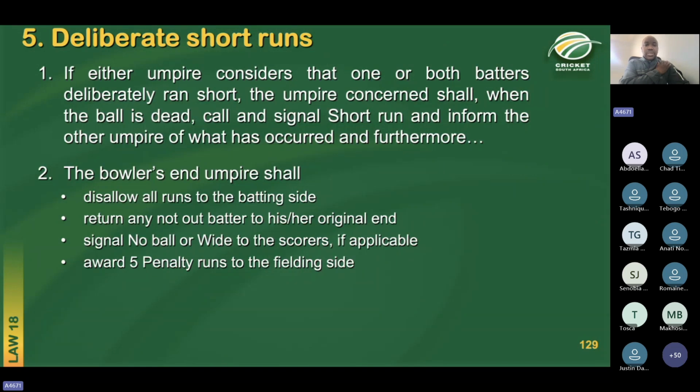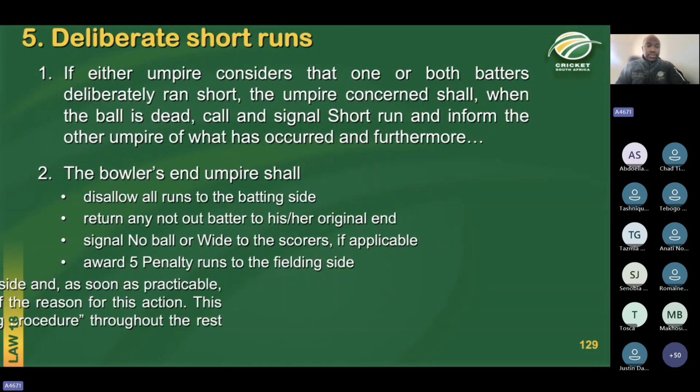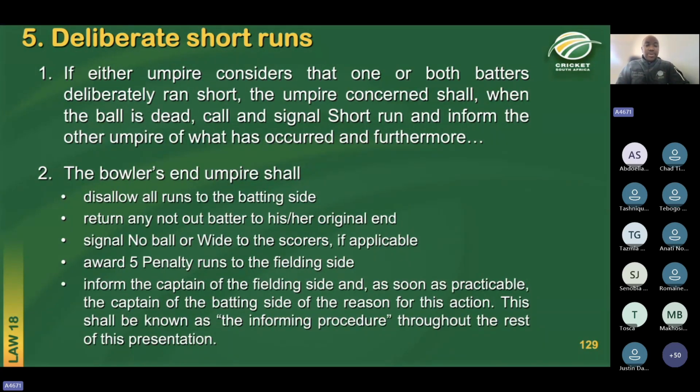If we award 5 penalty runs to the batting side, then we tap the shoulders. But in this scenario, when there's an instance of deliberate short runs by the batter or batters, we just hold the opposite shoulder. We need to inform everybody, and we need to report this incident to the governing body in charge of the match. Okay, so big punishment for deliberate short runs because it is cheating by the batting side.